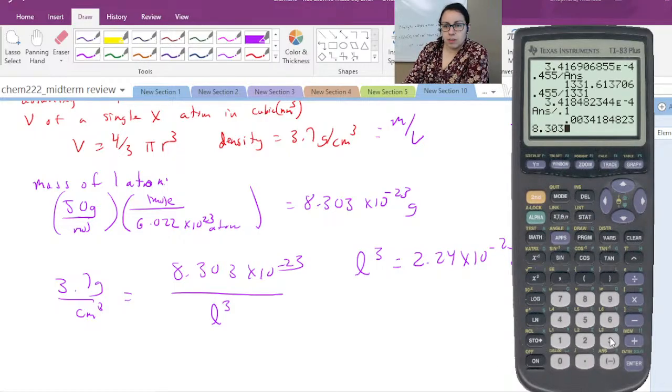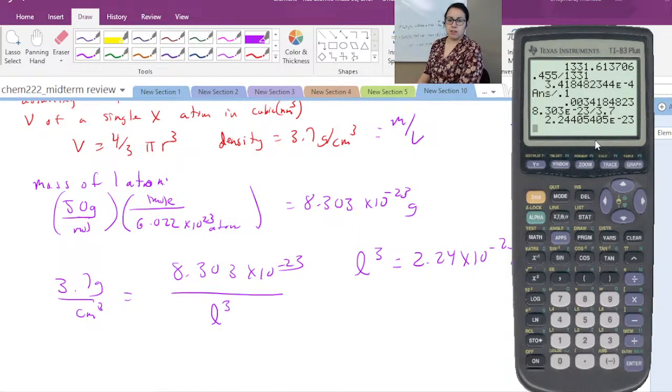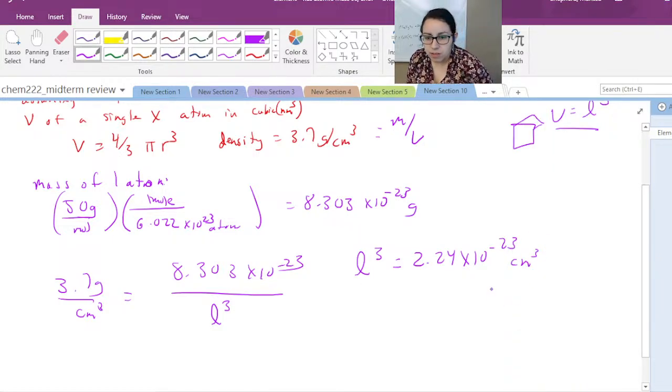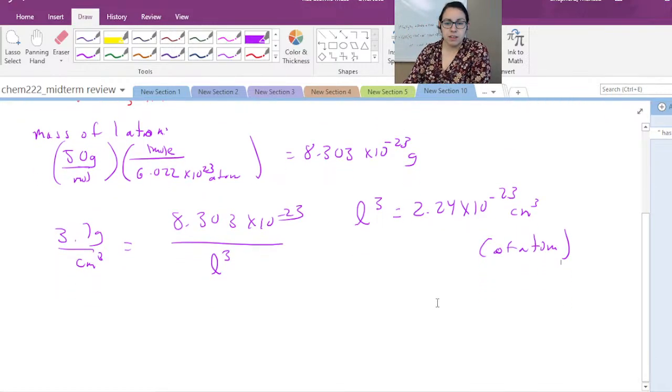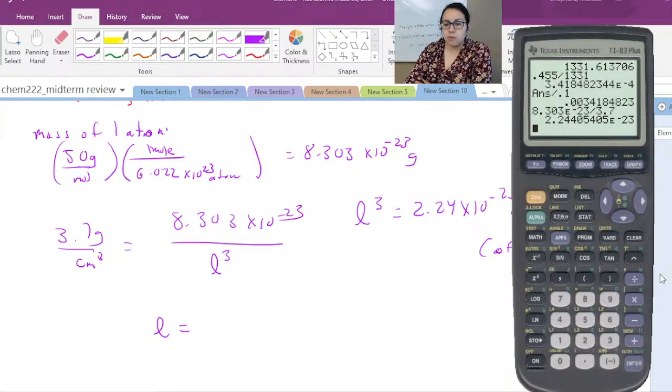That's the mass of one atom, and then we divide by density, so that's our volume of one atom. We're still just talking about just one atom for all of these. And so now we can solve for L: just take the cube root of this number.